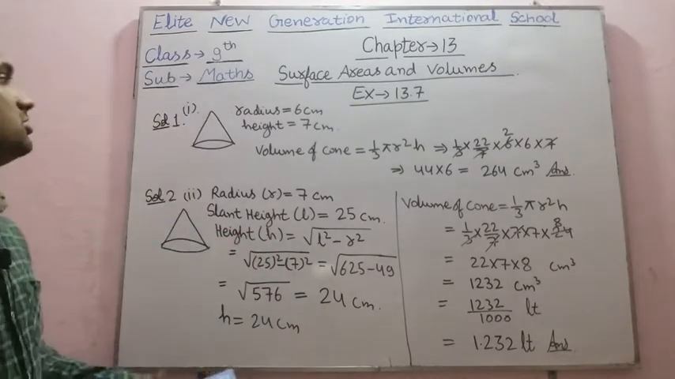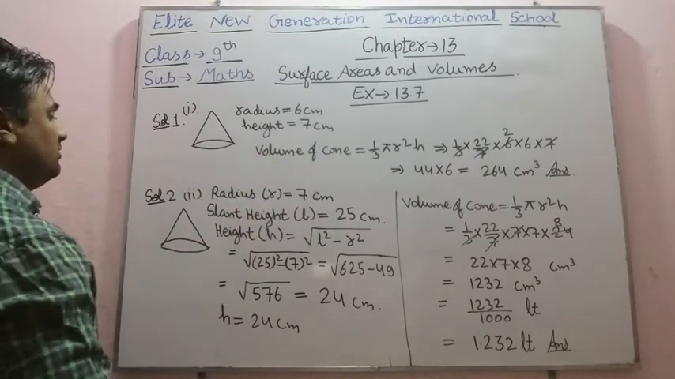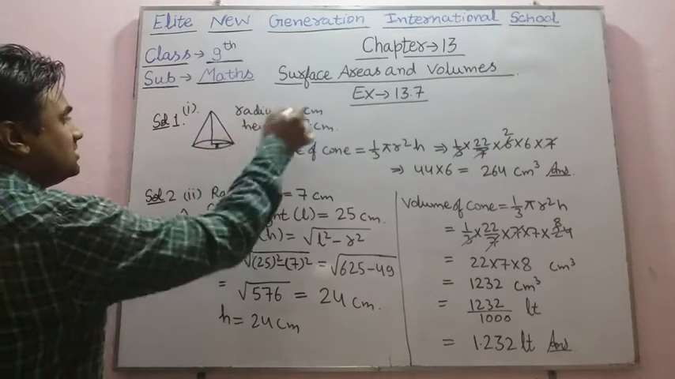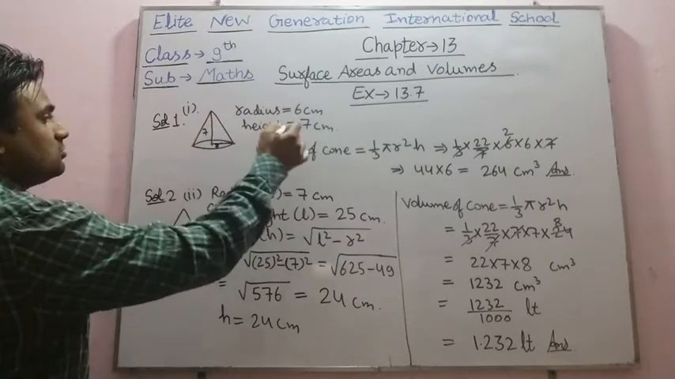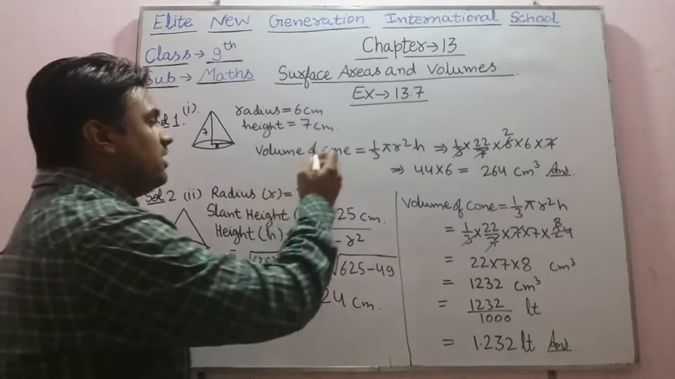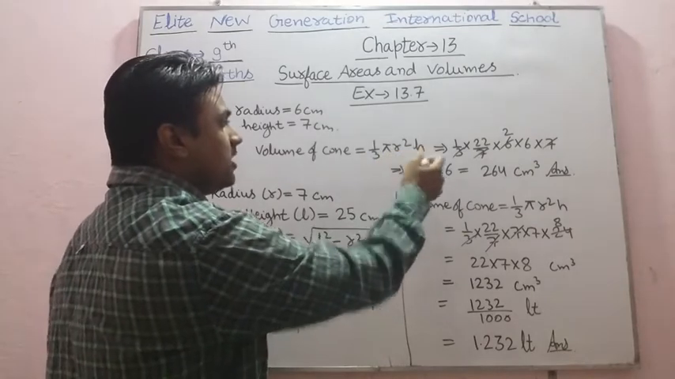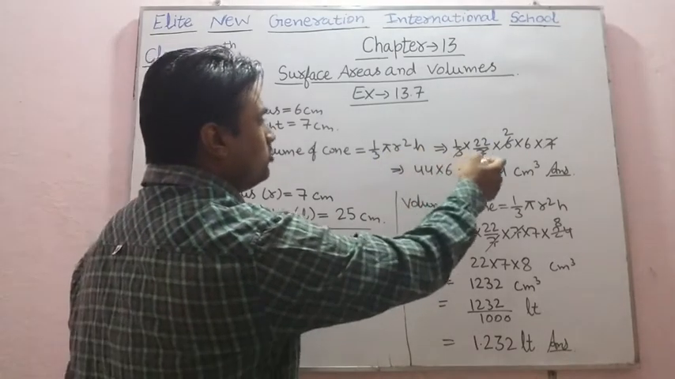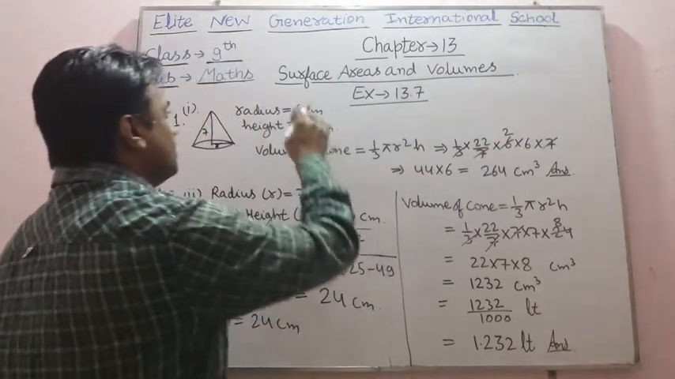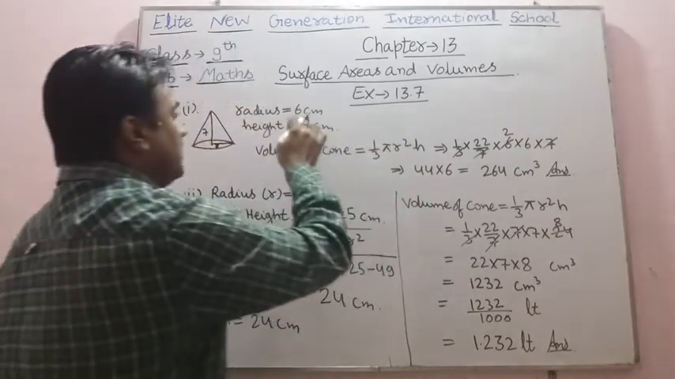So here in the first case we have a cone in which the radius equals 6 centimeter. The radius of this cone is given as 6 centimeter and the height of this cone is given as 7 centimeter. The formula for finding the volume of a cone is 1 upon 3 pi r square h. So putting in values, 1 upon 3 into 22 upon 7 into r square. Radius is 6, so 6 into 6 into 7, and height is 7.